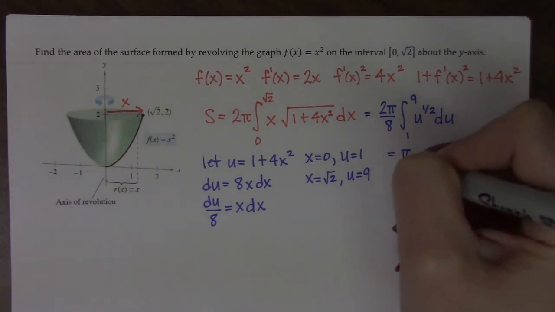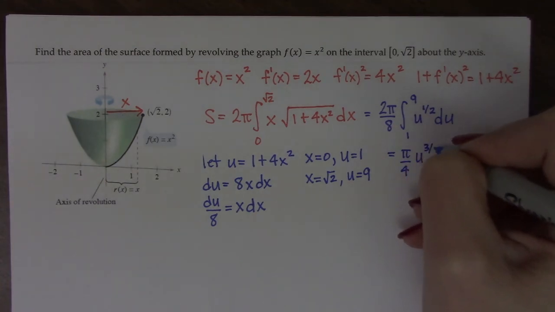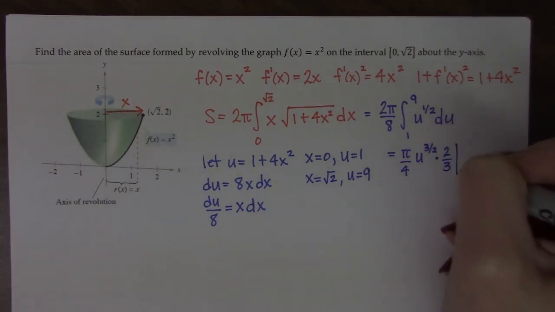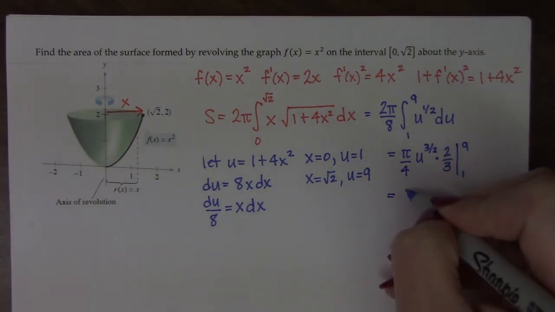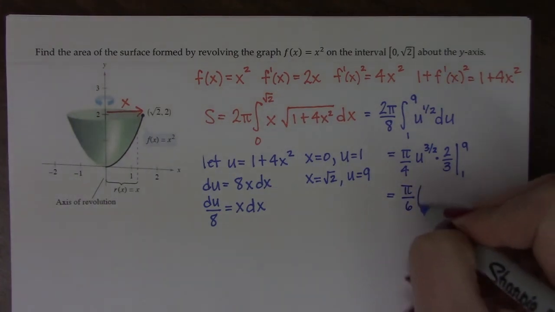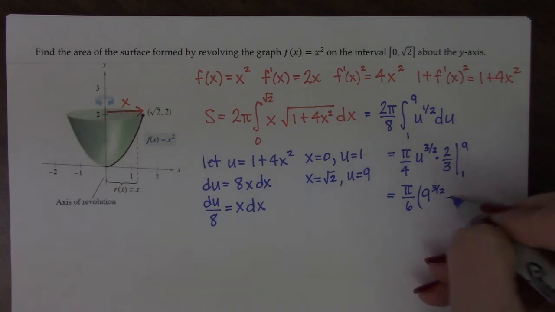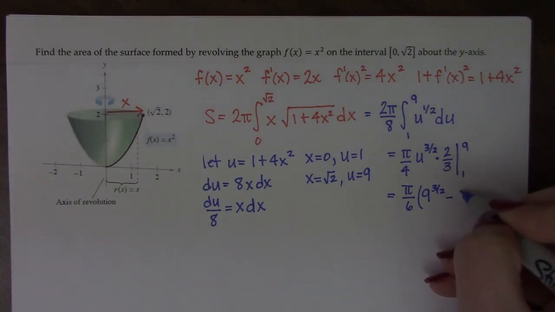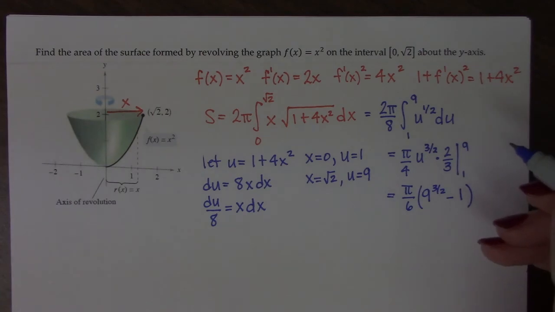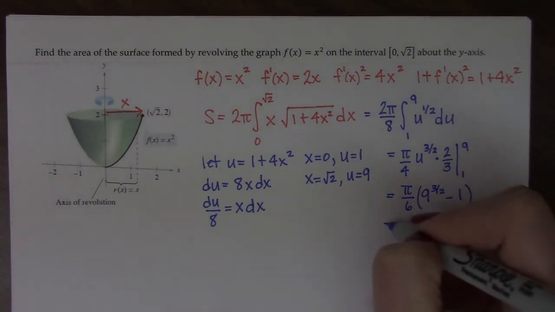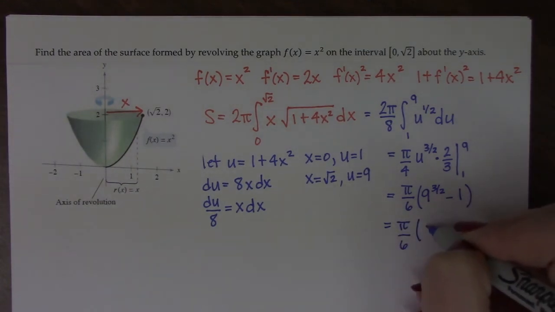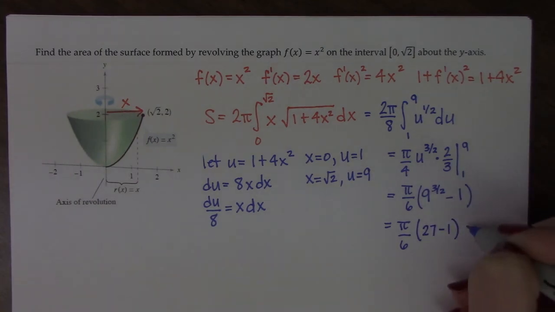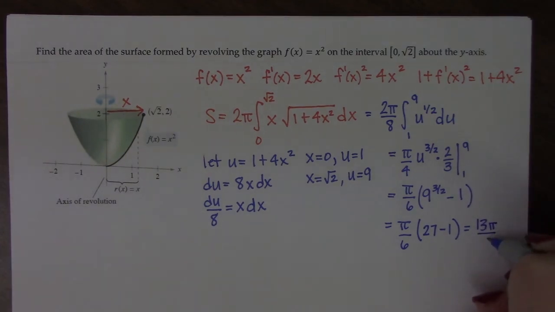That's going to equal pi over 4 times u to the 3/2 times 2/3 from 1 to 9. And the 2 cancels with the 4 and gives me pi over 4, and 2 times 3 is 6, so I'm going to get pi over 6 times 9 to the 3/2 minus 1 to the 3/2, which is just 1. So on this one I can keep going because the square root of 9 is 3. So that's the same thing as saying 3 cubed, which is 27 minus 1. And so I get 26 over 6, which is 13 pi over 3.